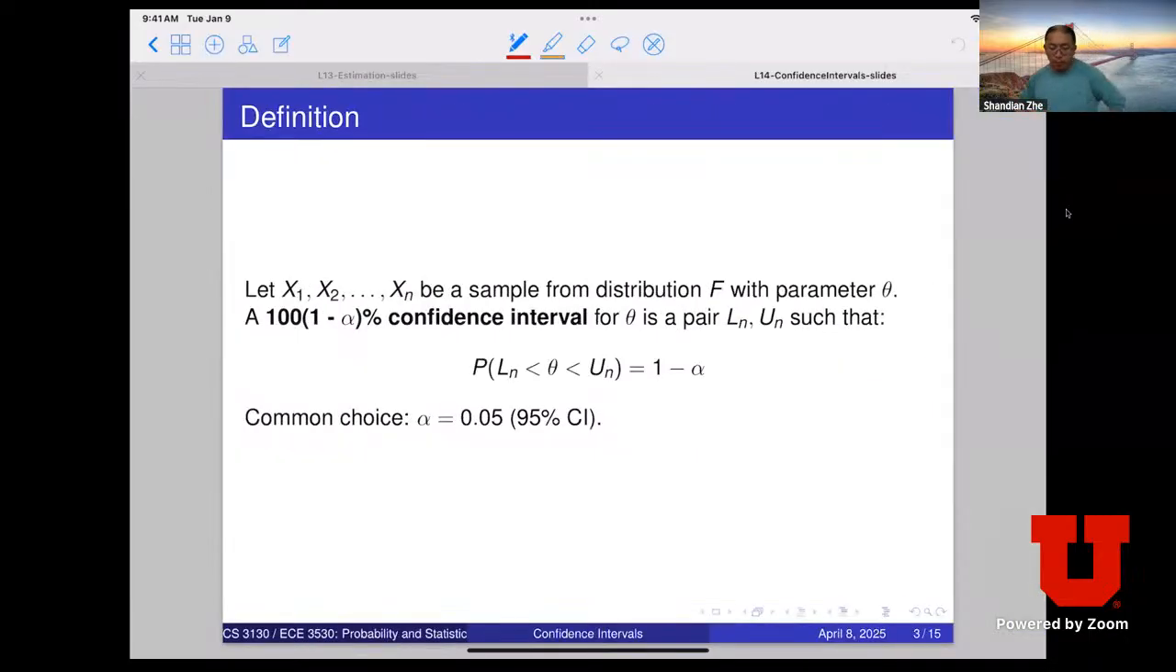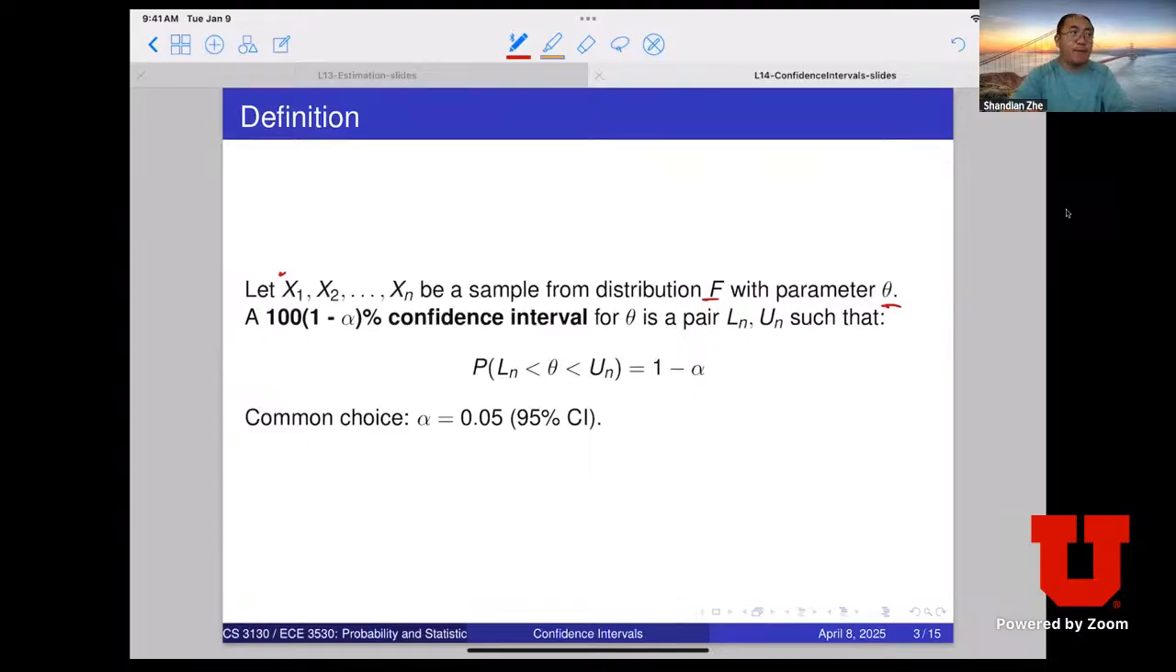So let us be more formal. Here's the definition of the confidence interval. Let x1, x2, through xn be a sample from some distribution f. So they are IID random variables, sampled from the same distribution, and this distribution has some parameter theta. For example, the mean and sigma, the variance in the Gaussian distribution, or the probability P in the Bernoulli distribution, or the lambda in the exponential distribution.